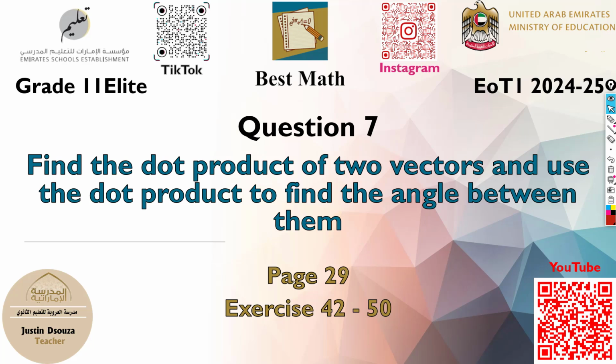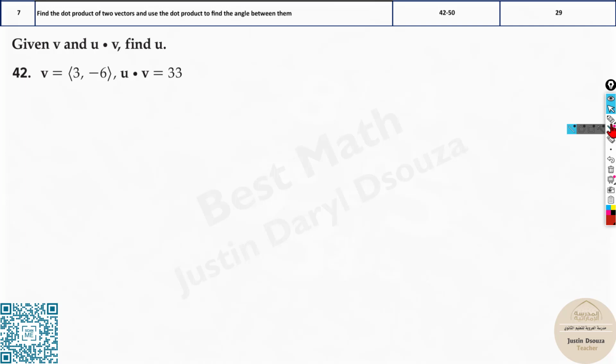The question 7 is to find the dot product and the angle between the vectors. Here we can see that v and the dot product of u and v is given, but we do not know what the vector u is. So if you remember the dot product formula, u dot v, if you have the component forms, imagine u was say 1 and 2. And then we have over here the v vector component form is 3 comma minus 6, right?